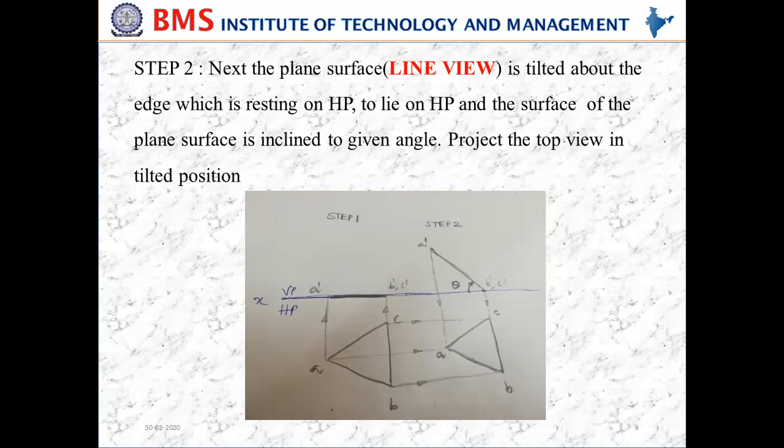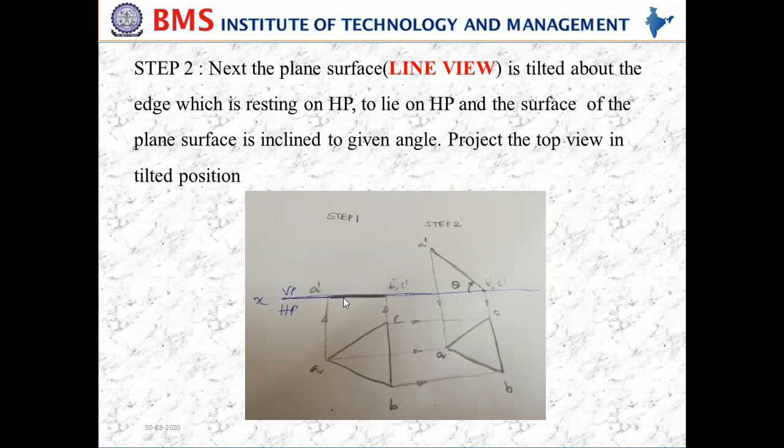So now step 2. Step 2 talks about the next plane surface, which is the line view. What is the line view here in the first set of views? In the first set of views, line view is nothing but A dash, B dash comma C dash. This is the line view. So this line view should be tilted about the edge. Which edge? The resting edge. Which is the resting edge? BC is the resting edge. So this line view has to be tilted about this B dash C dash point.